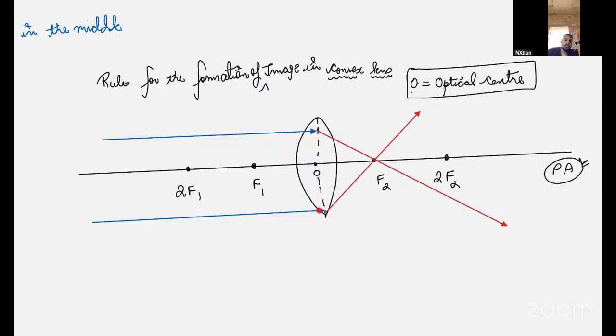Now write down the law quickly. If a line is parallel to the principal axis, after refraction, it will go through focus F2.